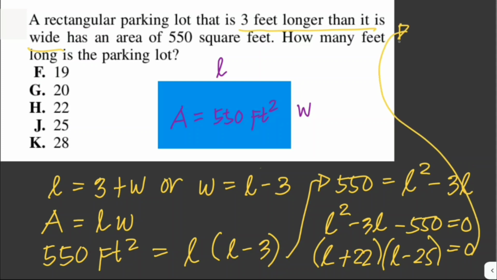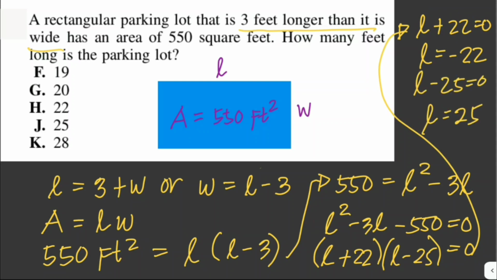So therefore, the values of L are negative 22, and the other one is 25. Okay, so we have two values here, one negative and one positive, and since negative values for the length do not make sense in this context, the length should be equal to 25 feet. So the answer here is letter J.